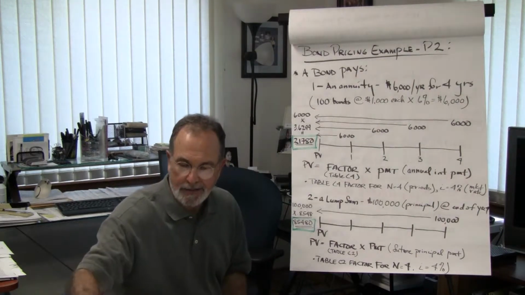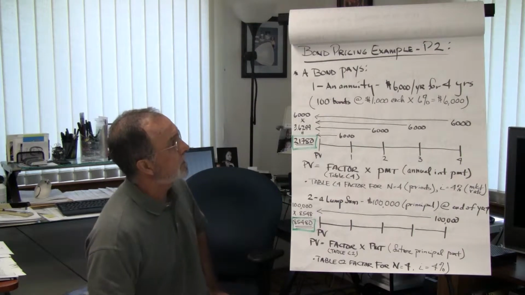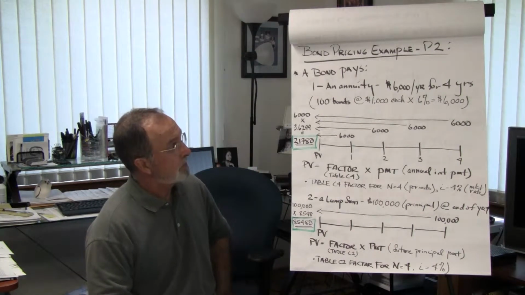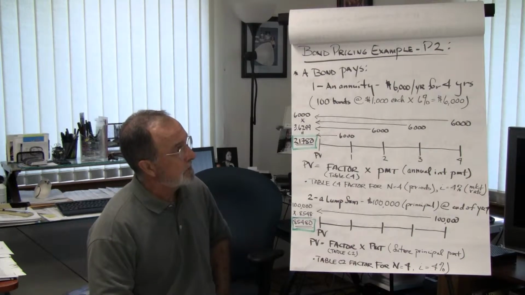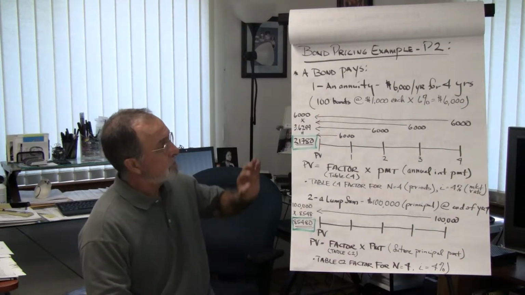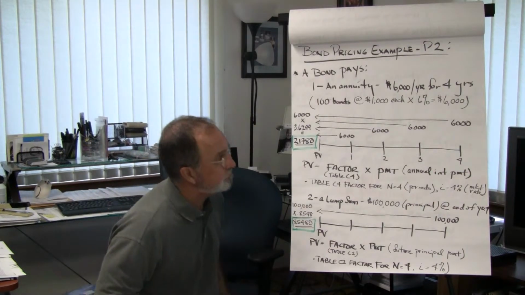Okay, I'm back, and we're still talking about pricing this bond issue. Again, we are selling 100 bonds, each has a par value of $1,000, and the bonds pay interest at 6% per annum. So each interest payment is $6,000.